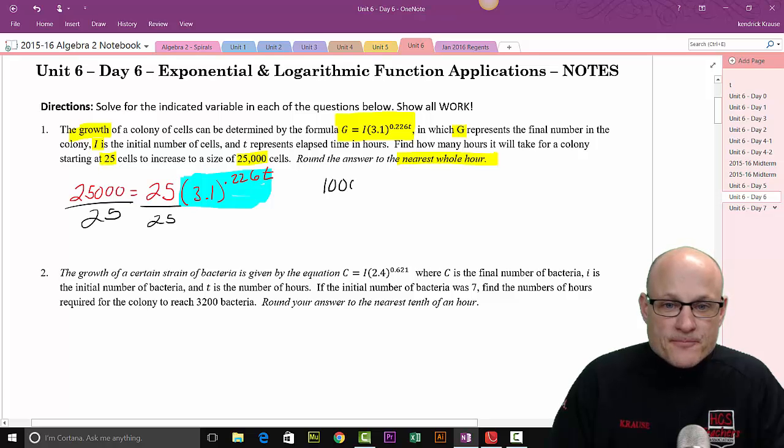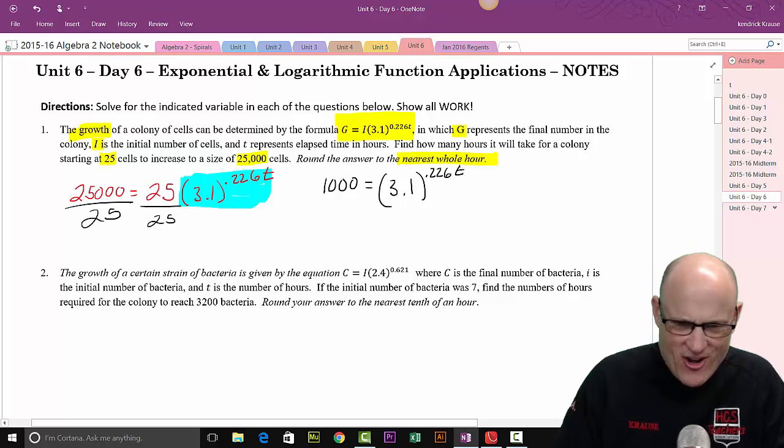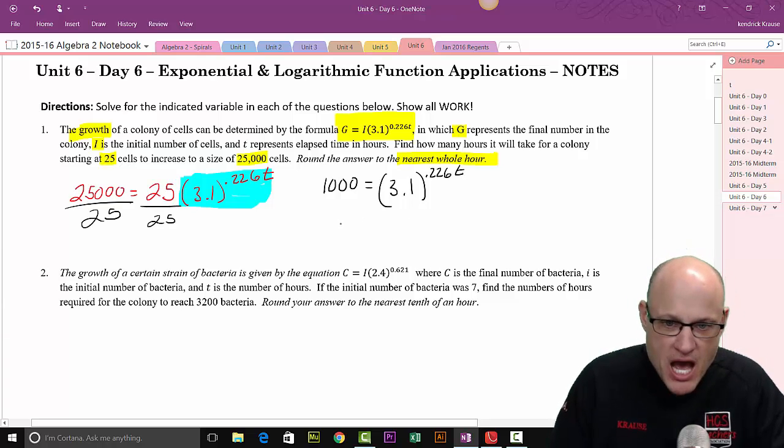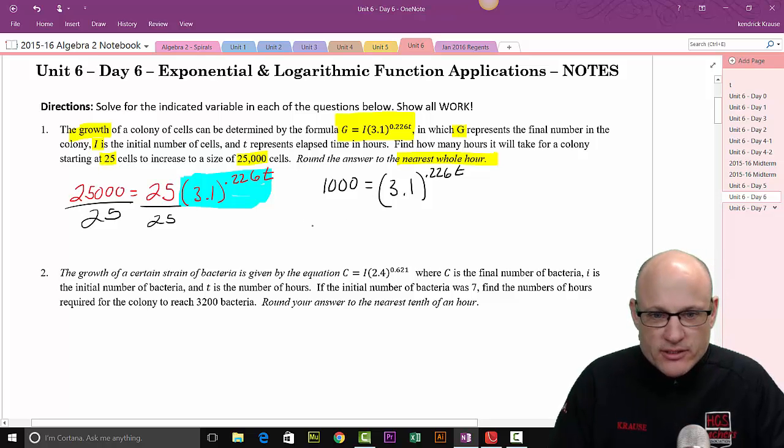So, 1,000 is equal to 3.1 raised to the 0.226 T. It's all about that base, about that base. Gosh, I'm glad that girl, whoever that is, came up with that crazy song.